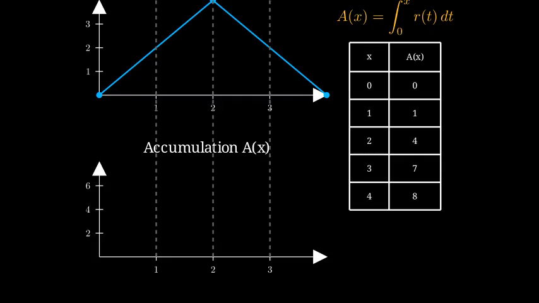Now we construct the accumulation function A of x. Each value in the table is the area under the rate curve from 0 to x. We will plot each point from the table, one at a time, then connect them.